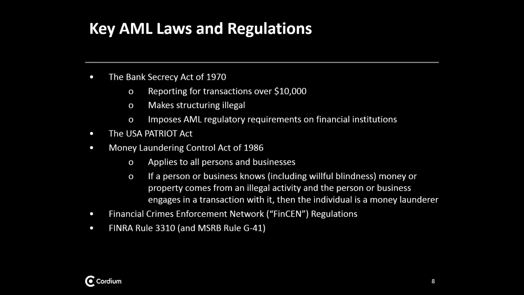So we find ourselves with the Bank Secrecy Act of 1970, which requires the reporting of certain transactions and addressing structuring; the USA Patriot Act, as we have just revisited; the Money Laundering Control Act of 1986, which imposes a general obligation to be diligent in the review of the source of money or be labeled a money launderer; the Financial Crimes Enforcement Network, FinCEN, regulations, as you're probably aware, the bi-monthly account checks; and FINRA Rule 3310 and its municipal relative, MSRB Rule G41.